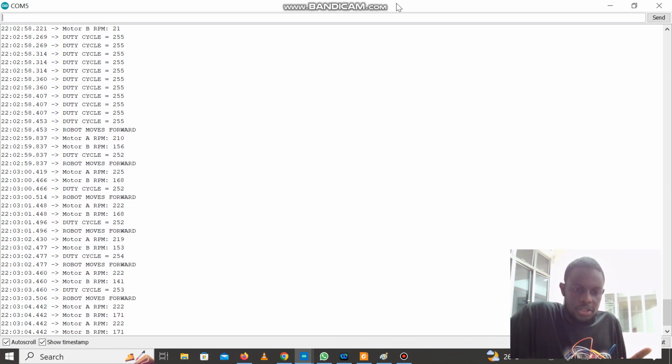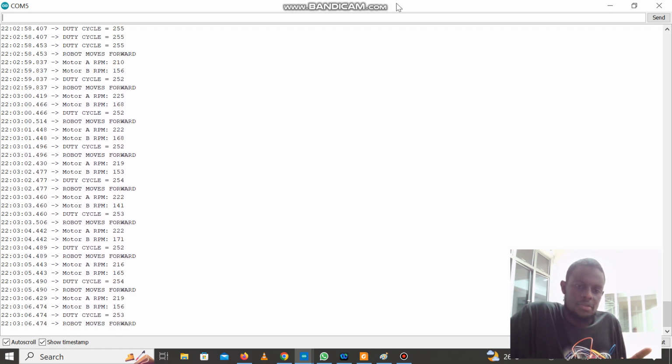For motor A, the speed is almost 200. It's above 200, like 210, 213. While for motor B, the speed is 150, 165, 144. So it's about a difference of 50 or 40.